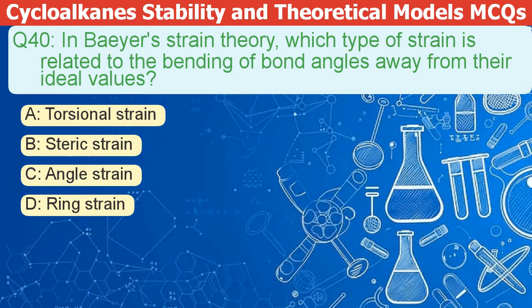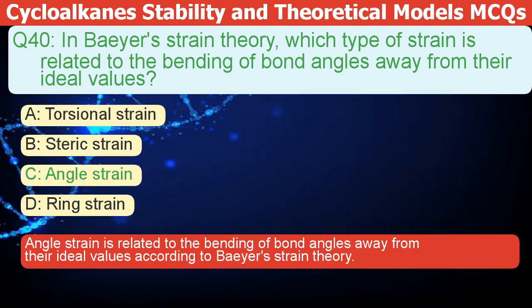In Bayer's strain theory, what type of strain is related to bending bond angles away from their ideal values? A. Torsional strain. B. Steric strain. C. Angle strain. D. Ring strain. The correct answer is C. Angle strain is related to the bending of bond angles away from their ideal values, according to Bayer's strain theory.